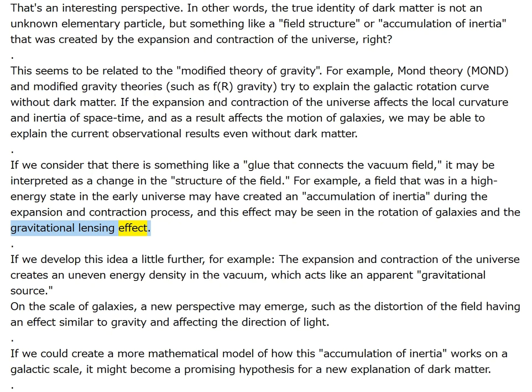and the gravitational lensing effect. If we develop this idea a little further, for example, the expansion and contraction of the universe creates an uneven energy density in the vacuum, which acts like an apparent gravitational source. On the scale of galaxies, a new perspective may emerge, such as the distortion of the field having an effect similar to gravity and affecting the direction of light. If we could create a more mathematical model of how this accumulation of inertia works on a galactic scale, it might become a promising hypothesis for a new explanation of dark matter.